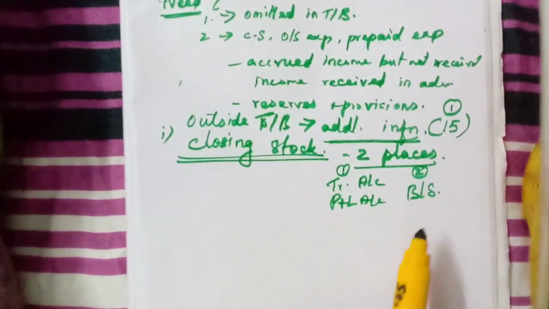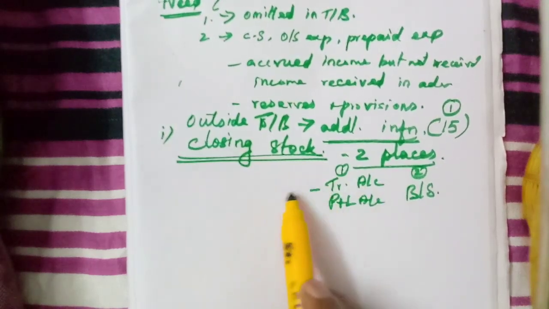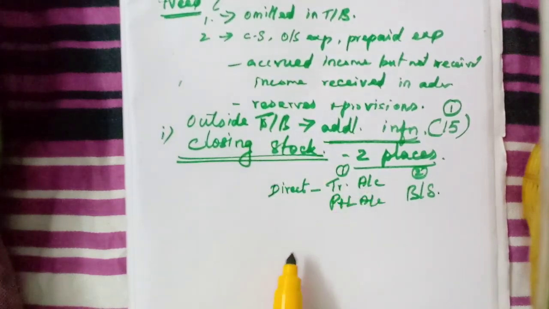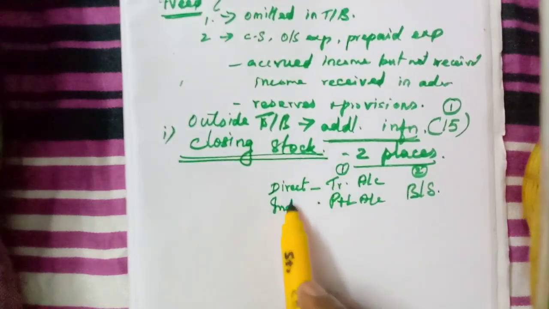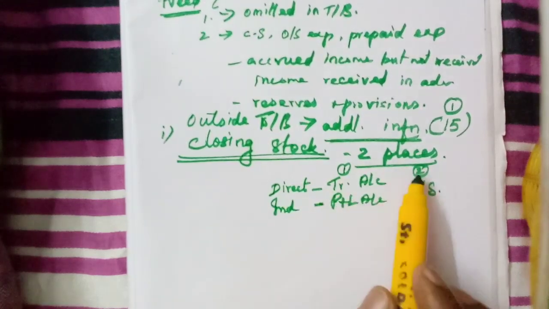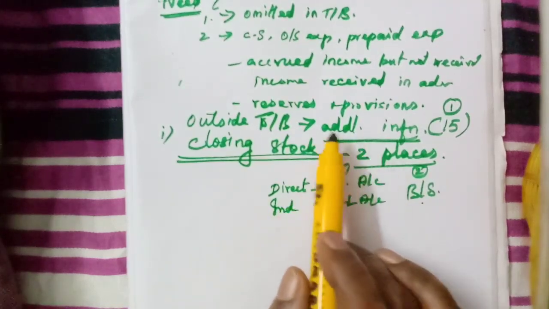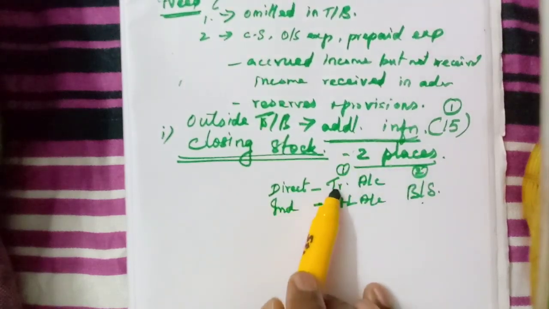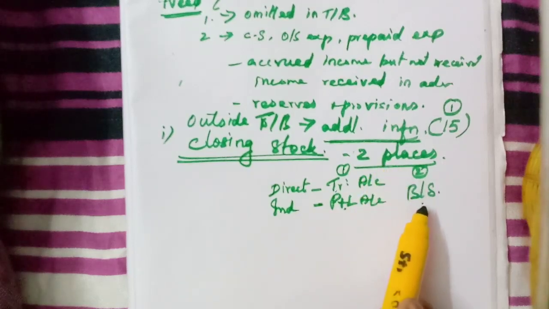All these adjustments, if that expense is a direct expense, will appear in the trading account. If that expense is an indirect expense, that will appear in the profit and loss account. Then another place it will appear is the balance sheet. So this is the rule: all the adjustment items will appear in 2 places. One place will be the trading account or profit and loss account, and the other place is the balance sheet.